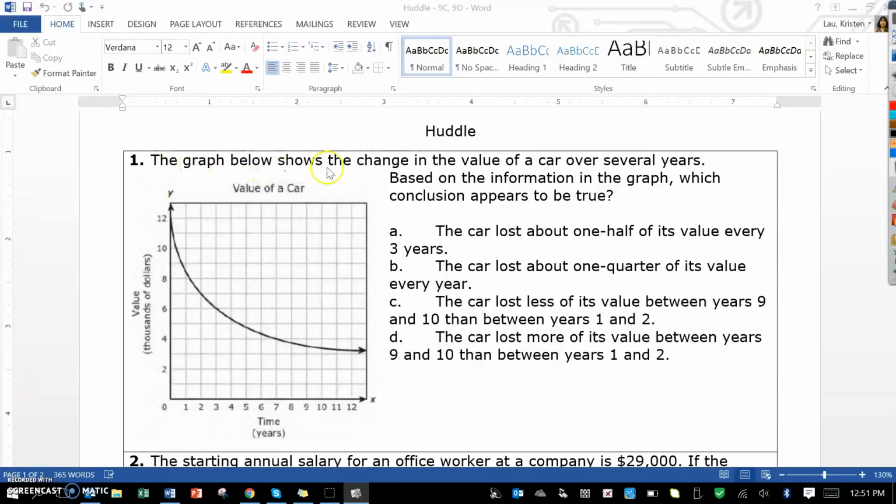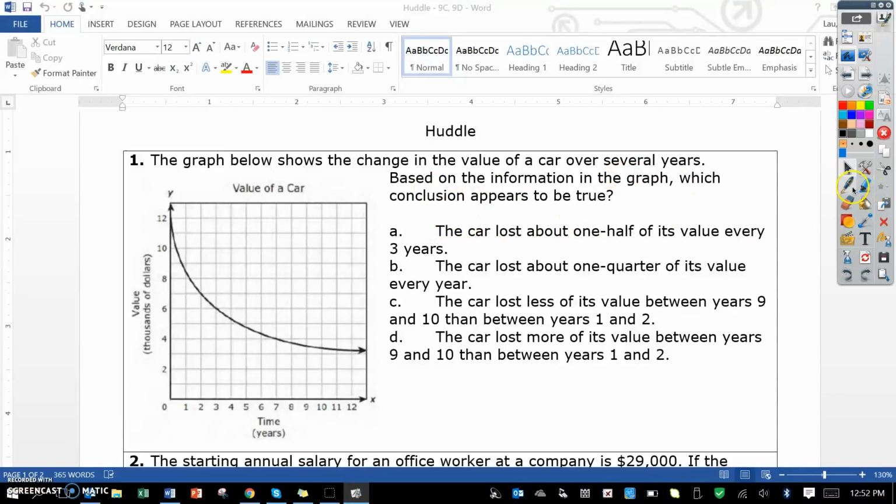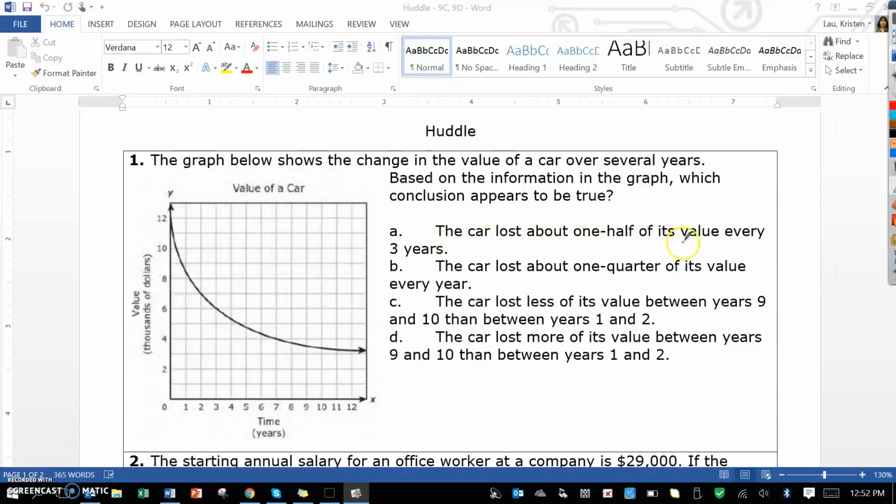Question number 1. The graph below shows the change in the value of a car over several years. Based on the information in the graph, which conclusion appears to be true? So answer choice A says the car lost about 1/2 of its value every 3 years.